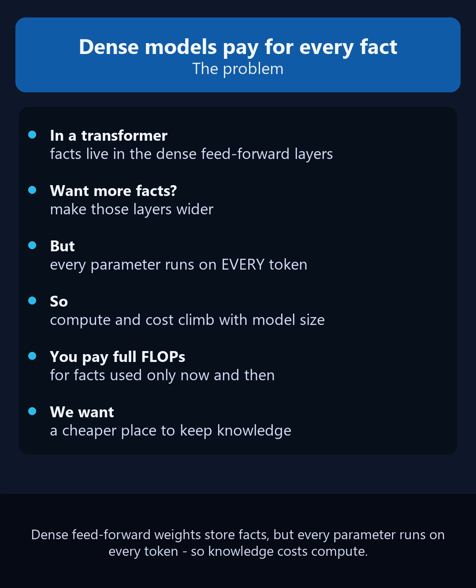Start with the problem. In a normal transformer, factual knowledge is baked into the dense feed-forward layers. To store more facts, you make those layers wider, but every extra parameter is used on every single token, so compute and cost climb right along with size. You end up paying full price, in floating point operations, for knowledge the model only needs once in a while. There should be a cheaper place to keep facts.